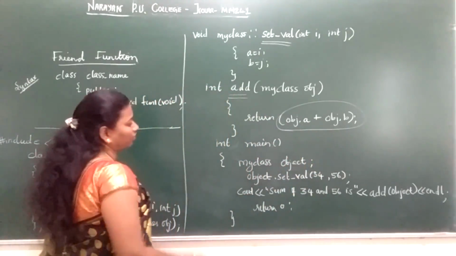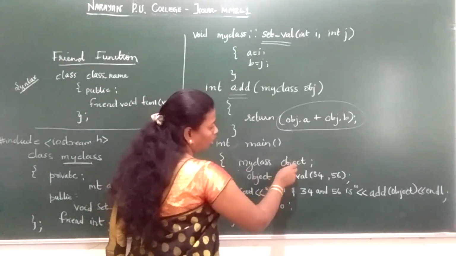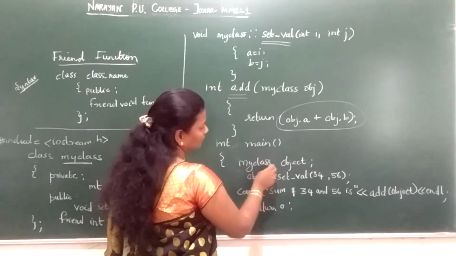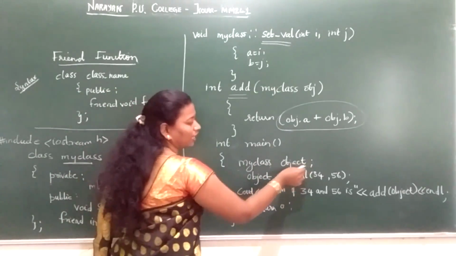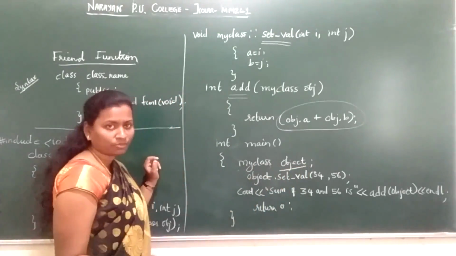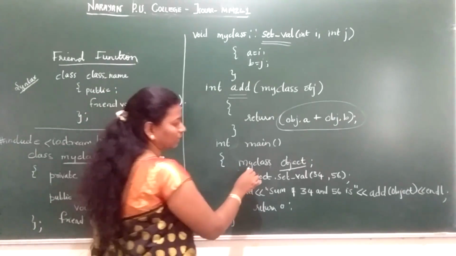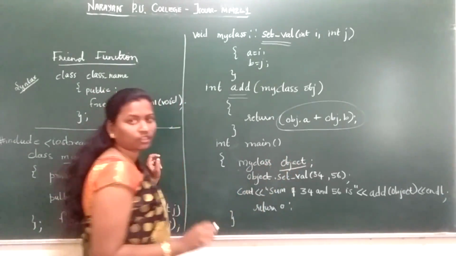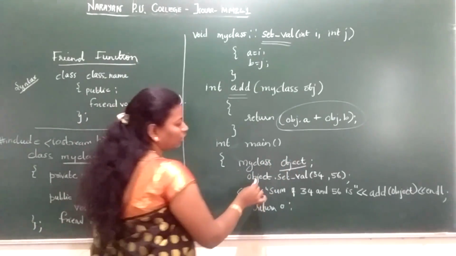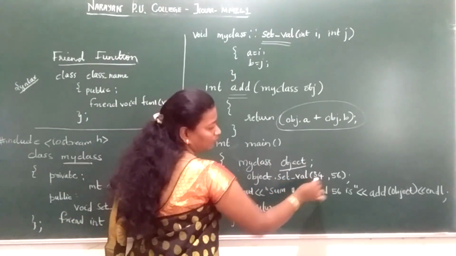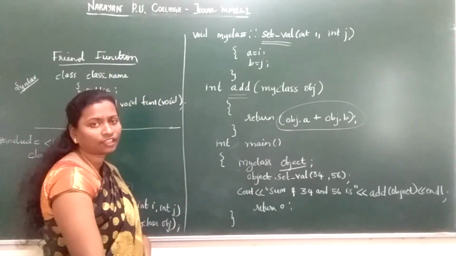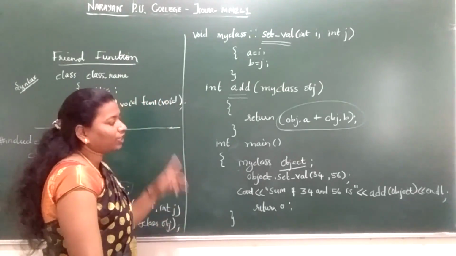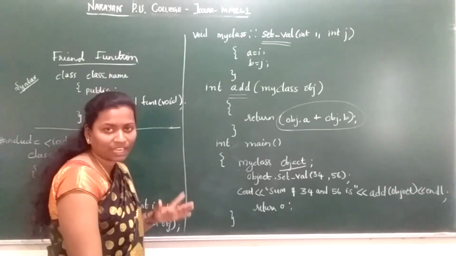Next, in the main function, I am going to create the object of my class. My class name is MyClass, and the object name is object itself. Don't get confused. This is my class name, and this is my object. Now object dot setval. I am going to set the values to 34 and 56. So a value is 34, b value is 56.